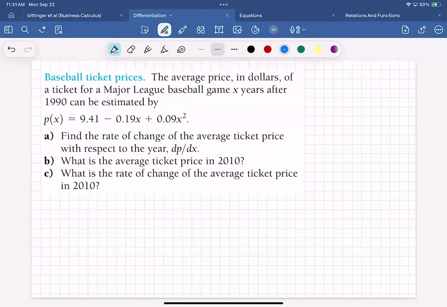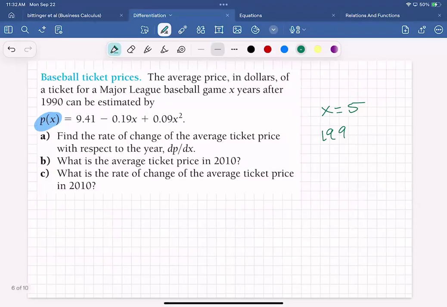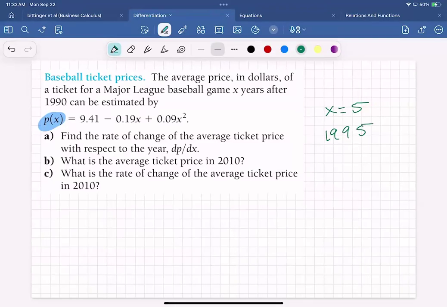With that said, make sure you see here, they call it P of X because that's going to represent the average price in whatever year I put. But be careful, whenever I pick an X value, what year do we have to keep in mind? So 1990. So if I say X equals 5, what year are we referring to? 1995. Is that clear to everyone? It's definitely important to understand.